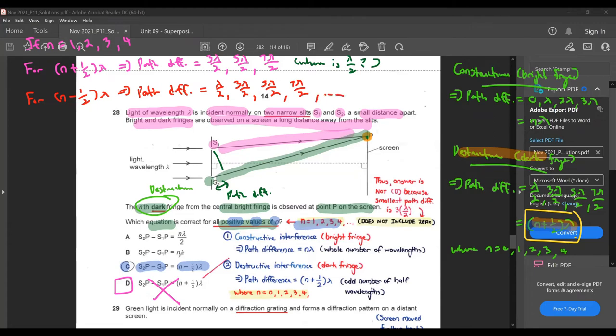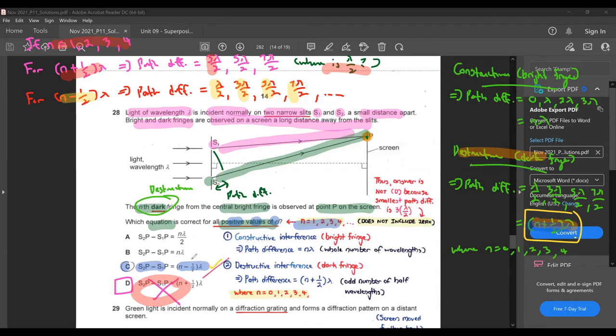Okay, so you see, that's the reason why we do not use n plus half lambda here, because if your n is starting from 1, you will be missing lambda over 2. If you sub in 1 into this expression, the first value you start off with for your path difference is 3 lambda over 2. Your lambda over 2 is missing. So it's incomplete. But if you started off with n minus half lambda, you sub in 1, you will start with half lambda already. And then the subsequent ones will continue. So this one is considered to be complete. So that's why the answer is C.